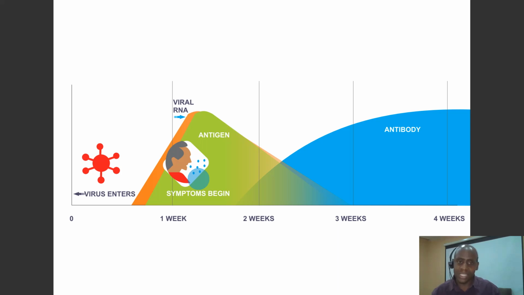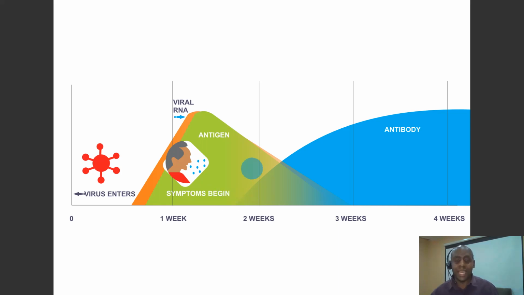But we also see organizations and individuals then rushing to do the antibody test. So at this stage, the antibody test is going to be negative, and that is going to be a false negative. So it's so important to make sure that we are doing the tests at the appropriate time. So we then move up on the graph.